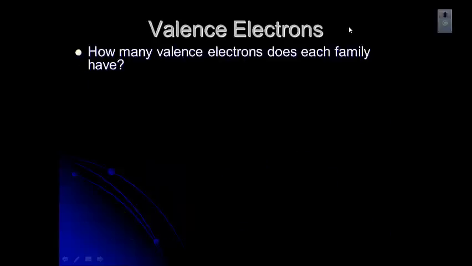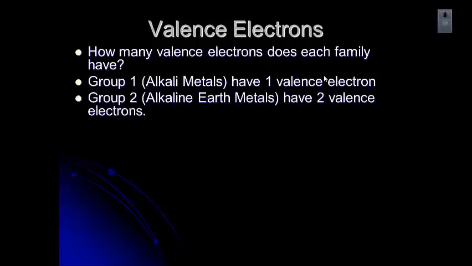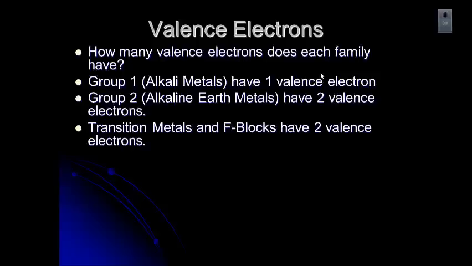So let's look at how many valence electrons each family has. Hopefully you'll notice a little pattern here. So in each family we can predict just by looking at the group number. Group 1, the alkali metals, have 1 valence electron. Think about what you might think for group 2. They have 2 valence electrons. Transition metals and the ones in the F block all have 2 valence electrons, and we'll talk about that in just a minute.